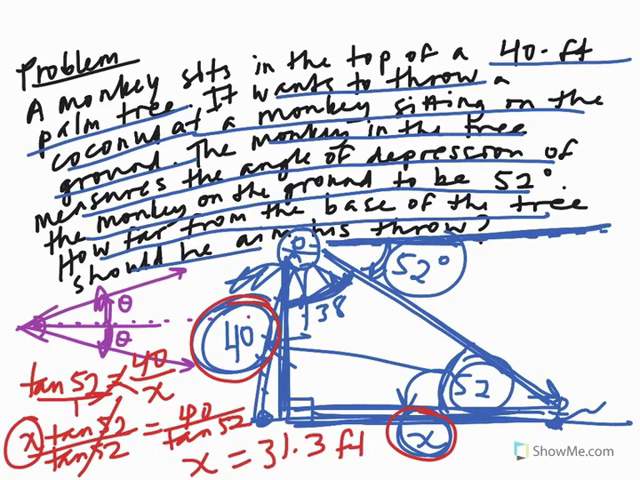Alright, so this monkey up here in the top of the tree, he needs to aim his coconut 31.3 feet away from the base of the tree, and he'll get his enemy down there. So that's an example of a trig problem, kind of a crazy trig problem, I'll admit, using angles of depression.